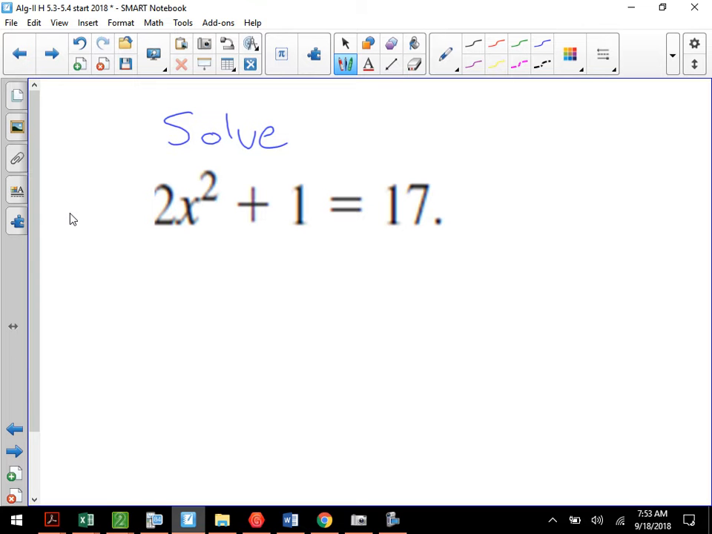It's backwards. PEMDAS is backwards. So if you work backwards, first thing you try to do is undo subtraction, undo addition, undo multiplication, undo division, and so on. You're just working backwards like you would normally. What would you do first here? Undo the addition, right? You would just subtract the 1.